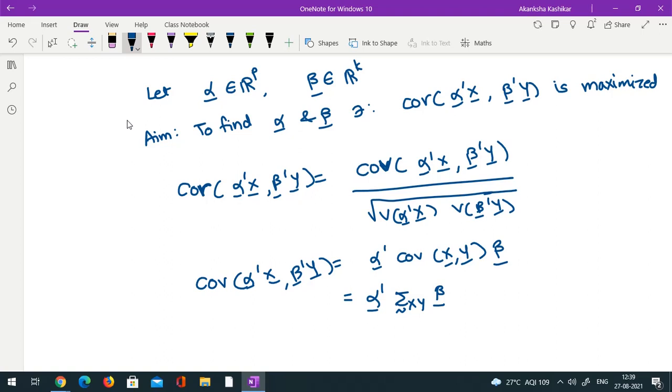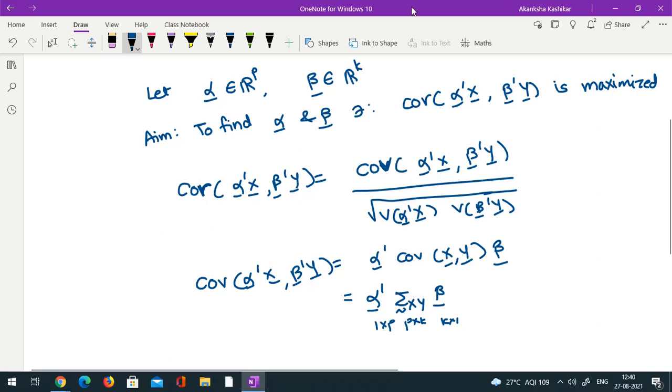First check, do the orders match? So alpha is p cross 1. So alpha prime will be 1 cross p. This is p cross k, k cross 1. So okay, order wise it is fine. They are compatible and the final answer you get is 1 cross 1, which is what is expected. Okay. Does everyone agree with this formula? We must have done this in the first week of our lectures. Otherwise you can just write down the formula. Covariance of any two vectors is expectation of that vector minus its mean into the second vector minus its mean whole prime. Okay, you will reach the same place.